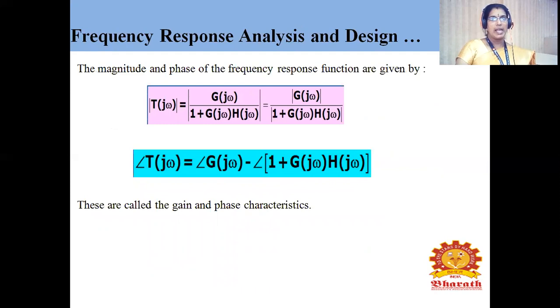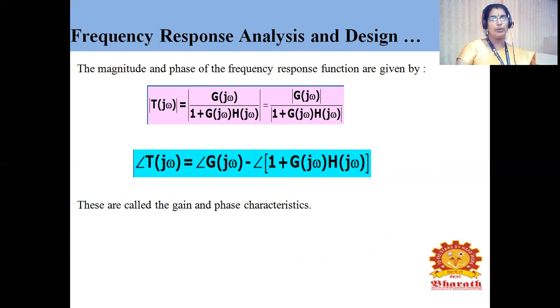Now, if I apply the same process to the closed loop transfer function, then you will get T of j omega is equal to G of j omega divided by 1 plus G of j omega into H of j omega, in magnitude. If you represent the angle, then the angle of T of j omega is equal to the angle of G of j omega minus the angle of 1 plus G of j omega into H of j omega.